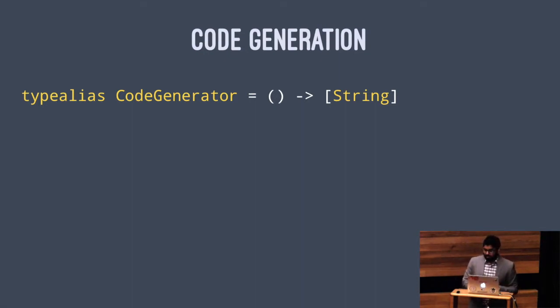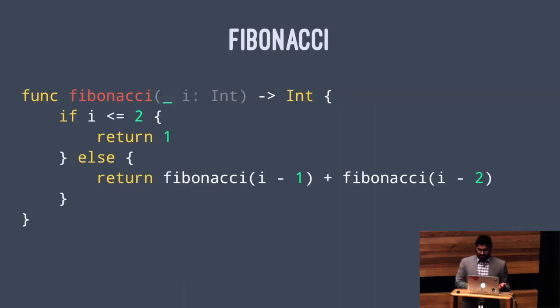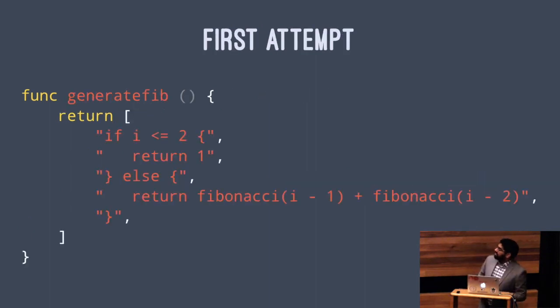So if we were trying to create, say, a generator to generate Fibonacci, we might wind up with something simple like this. If i is less than or equal to 2, return 1, else do the recursive Fibonacci call. But this is terrible. We could have messed up the syntax here. We're not only expressing that it's an if and else statement, we're also saying how if and else statements are rendered. And this is actually very fragile.